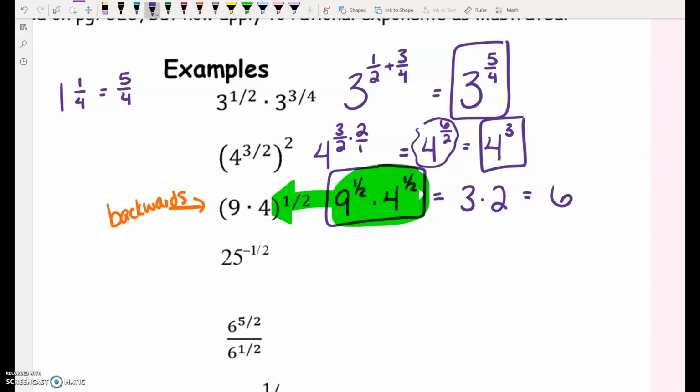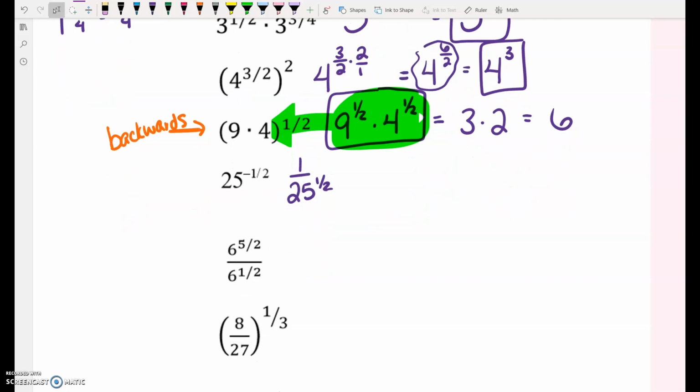All right, 25 to the -1/2 is 1 over 25 to the 1/2. Really, what I want you to see today is that these properties are all exactly the same as you've been using. It's just fractions instead of whole numbers. When we divide, we subtract the exponents. So 5 halves minus 1 half. 5 halves minus 1 half is 4 halves, which is 2.